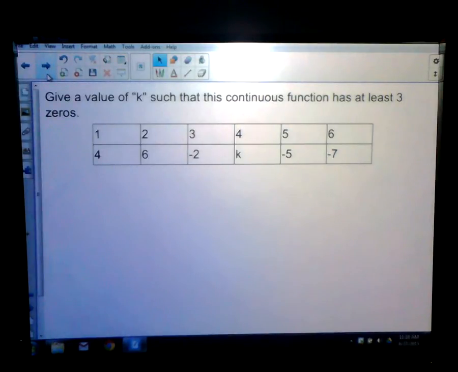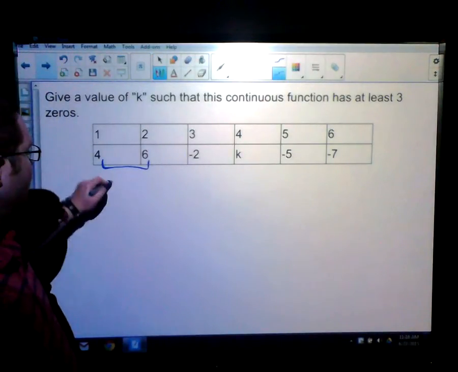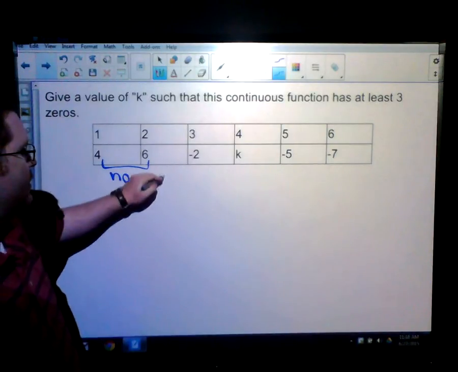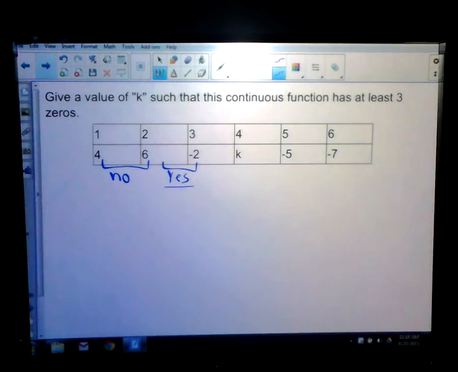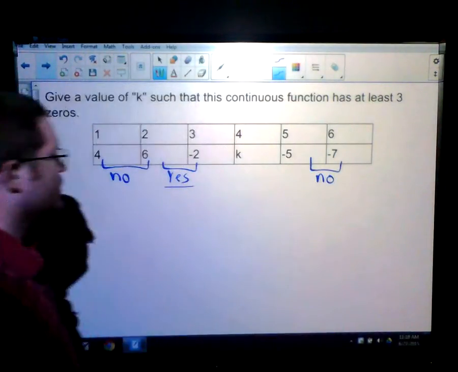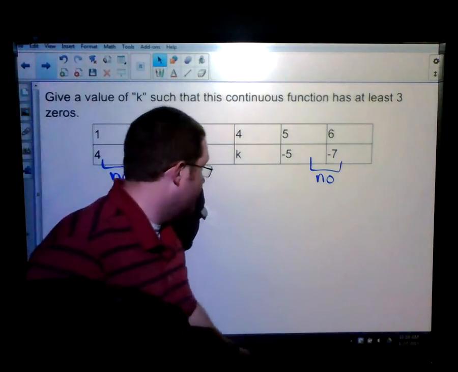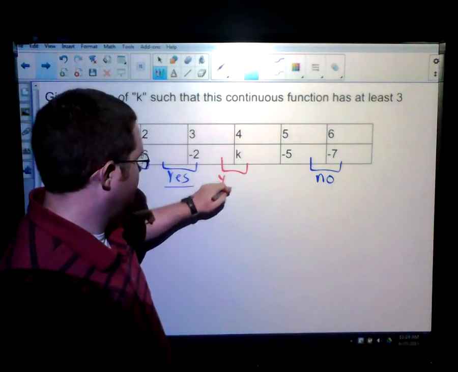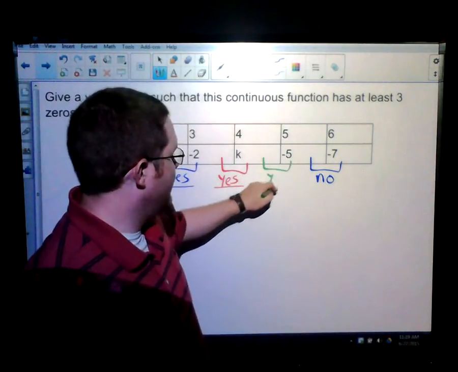Give a value of k such that a continuous function has at least 3 zeros. Well, let's just see how many it has from the numbers we know. Is that a 0? Not necessarily. How about here? Yes, that has to be a 0. How about here? No, not necessarily. So I already have 1 0. So I know I need a 0 from here to here, and from here to here.